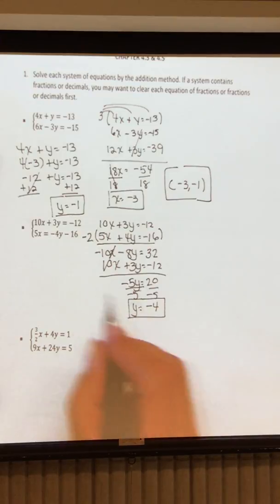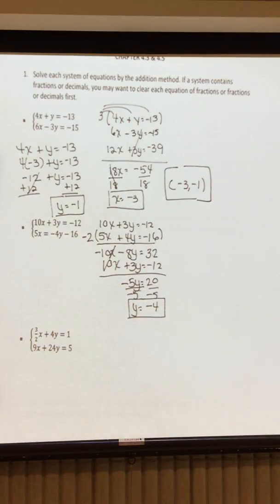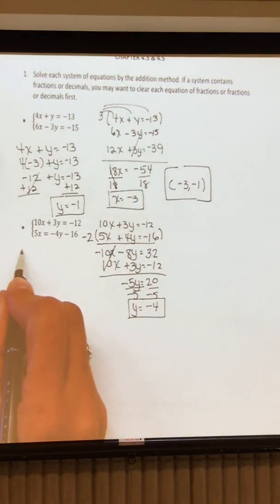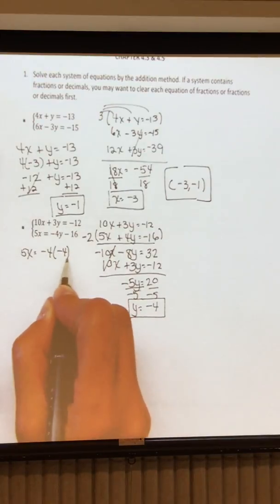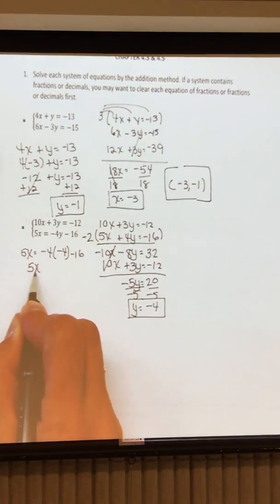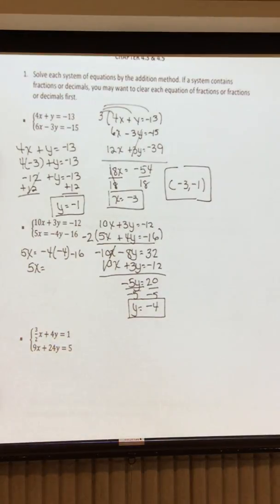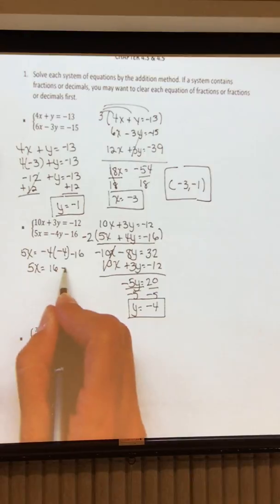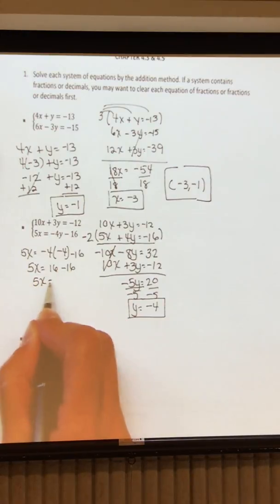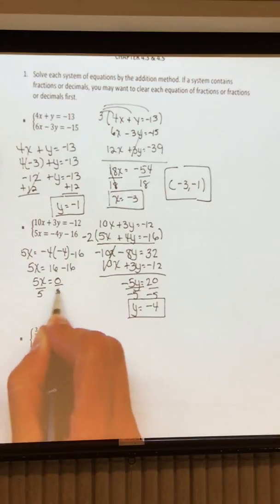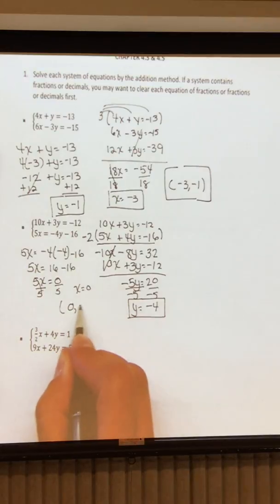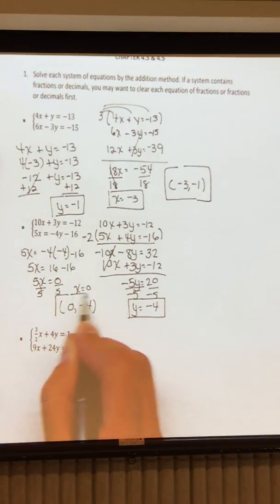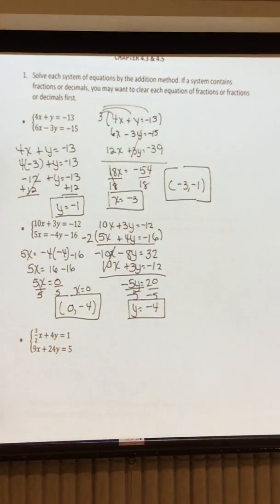And we substitute the negative 4 for y. We can substitute it into the second equation. We have 5x equals negative 4 times y, which is negative 4, minus 16. 5x equals negative 4 times negative 4, which is 16, minus 16. 5x equals 0. Dividing by 5, we have x is equal to 0. Therefore, our point of intersection, or our solution, same thing, is 0, negative 4. And that is the solution for the second problem.